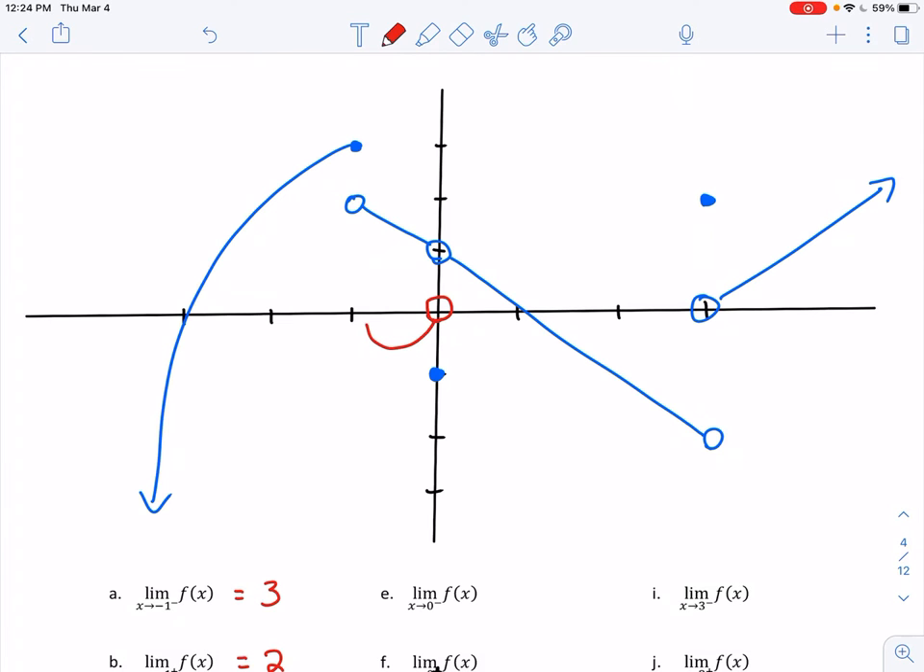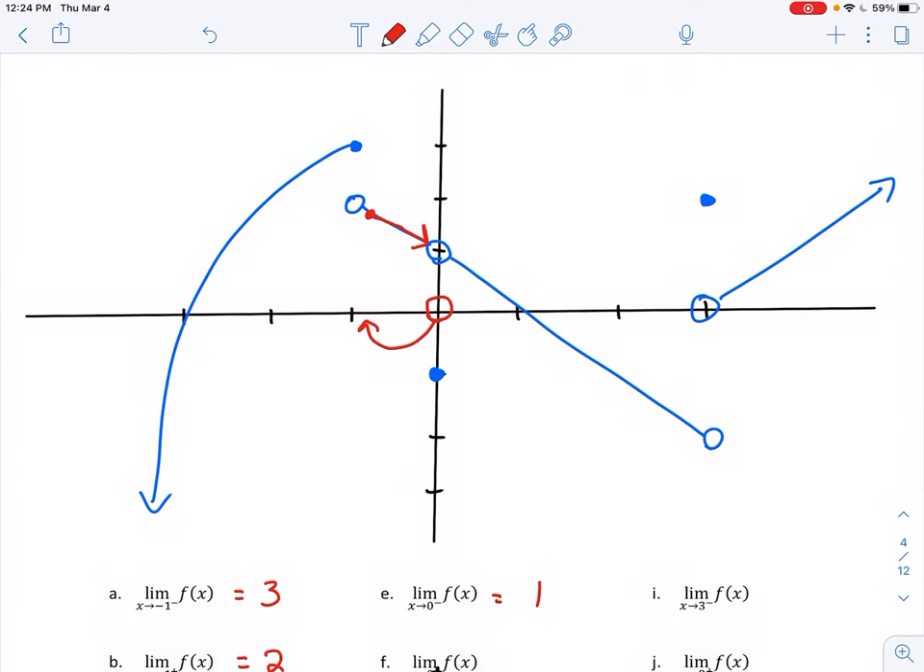Let's start with the left-hand limit. So we'll move a little bit over to the left. Find our function, and then trace our way back towards x equals 0. Here in this case, we're getting closer and closer to that open circle, which has a y value of positive 1.